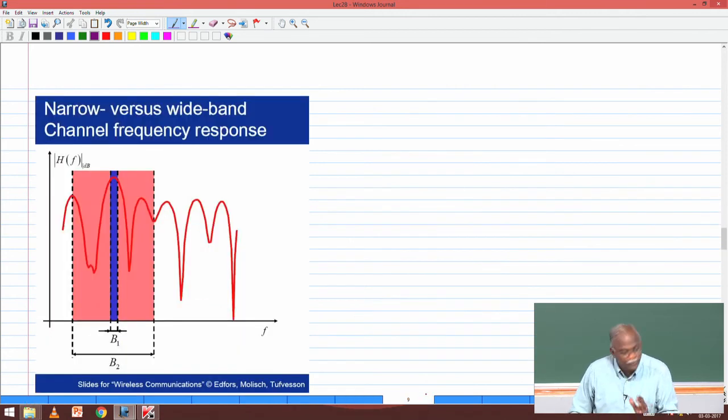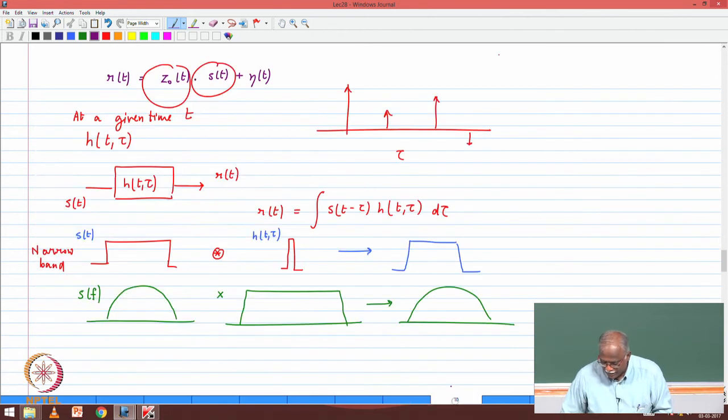Again, if there are any questions, it's a good time to stop and ask, and we will then move on to the next. Any questions? If you want to just look at your notes, see if you are clear about all the things that we have spoken so far. Now I want you to look at the channel models that are used in standardization.